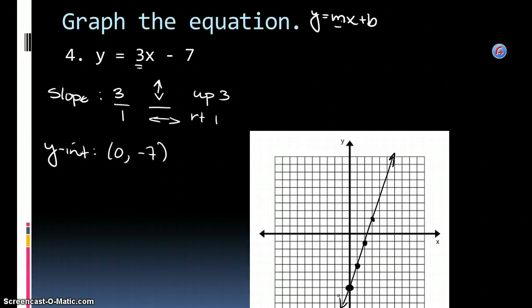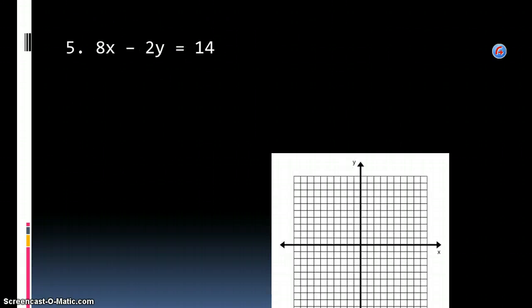Other thing I need to do, and you should do, is label. Y equals 3x minus 7. And that is how we graph those. Now, we liked example 4 because it was already in slope-intercept form. Number 5 is not. So we're going to do a little bit of work to get the y by itself.